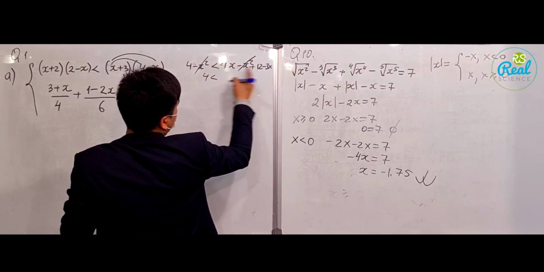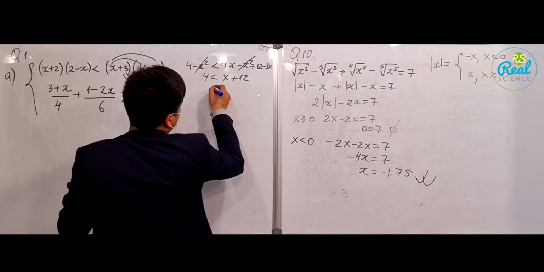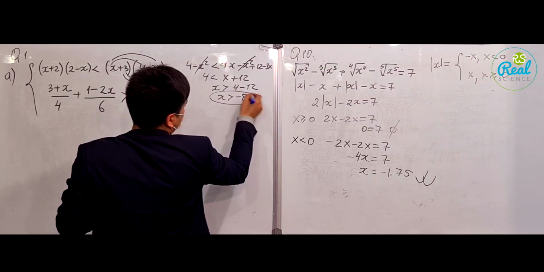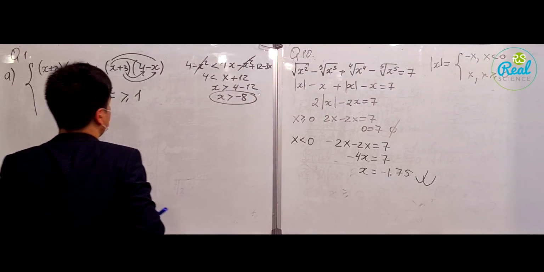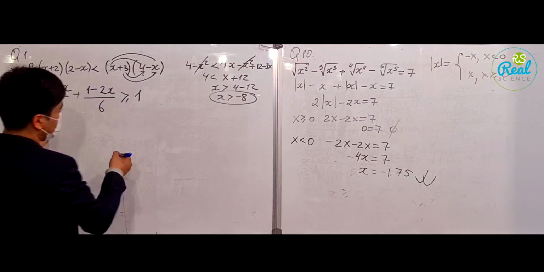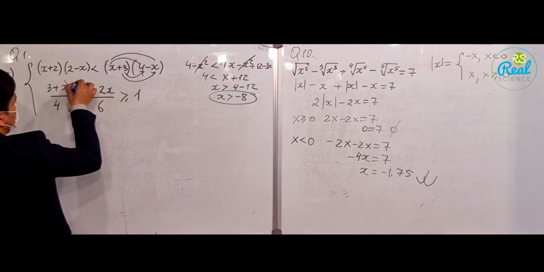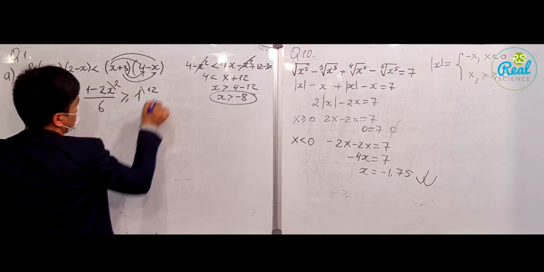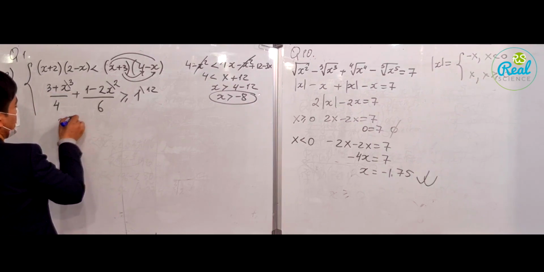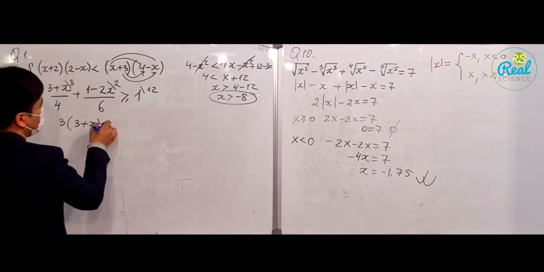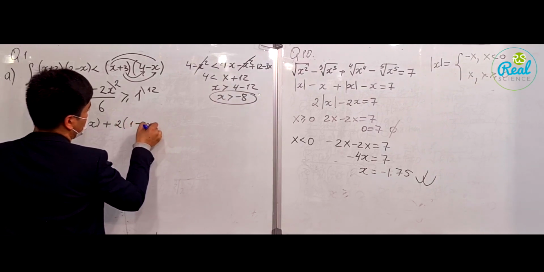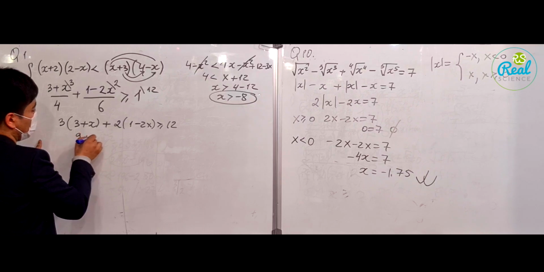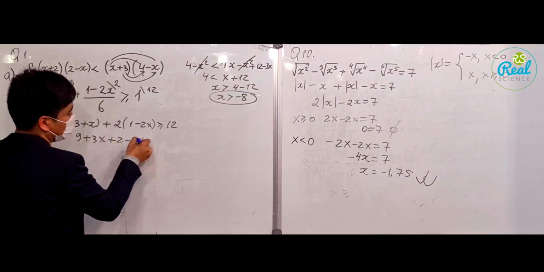4 less than 4x minus 3x is x plus 12. X greater than 4 minus 12, yeah? X greater than minus 8. Now we have to solve this one. To solve this, we must find a common denominator. Yeah, thank you for that word. It's true. It's 12, yeah? 3 plus x. 1 minus 2x. And we'll open this: 9 plus 3x plus 2 minus 2x.